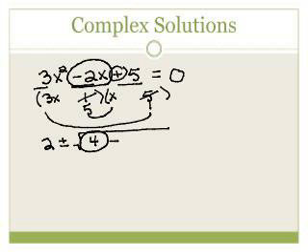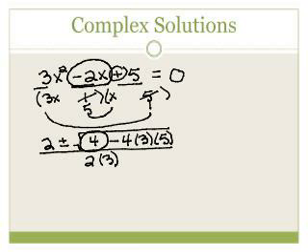And then minus 4 times a times c. Okay, and then it's all over 2 times a. All right, so those are our solutions. So our x is equal to these two numbers here.